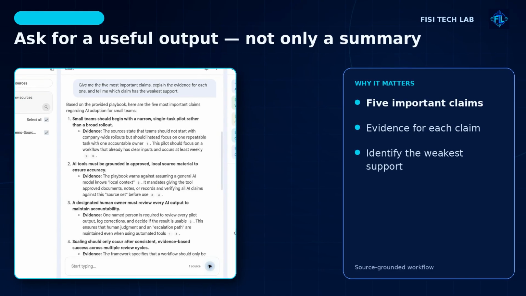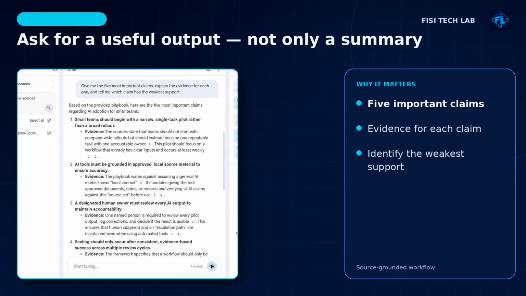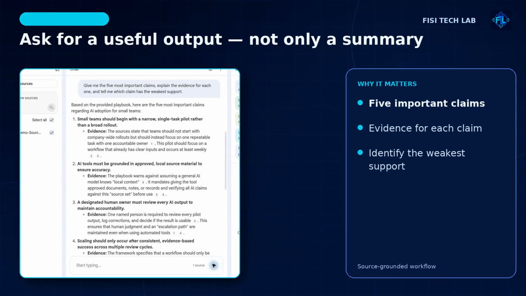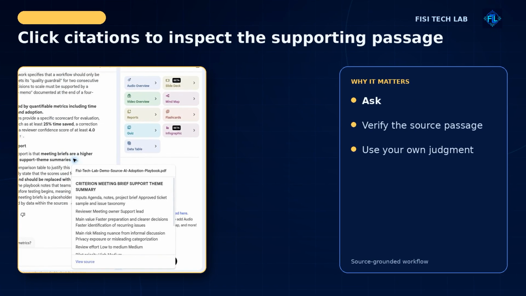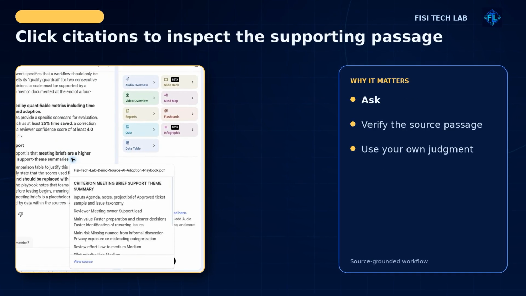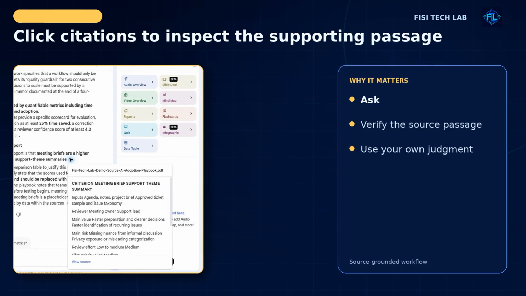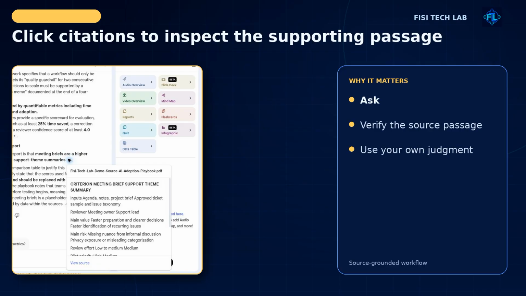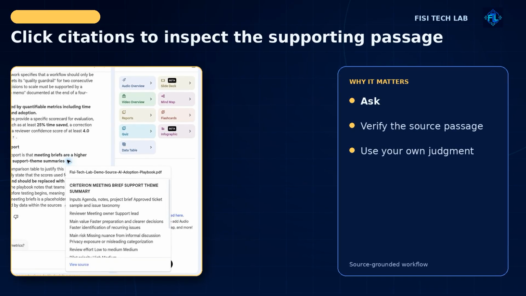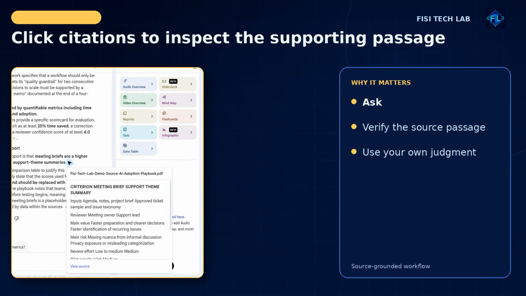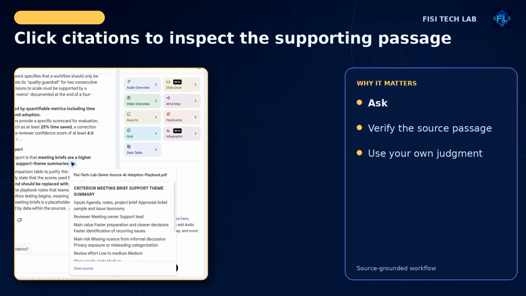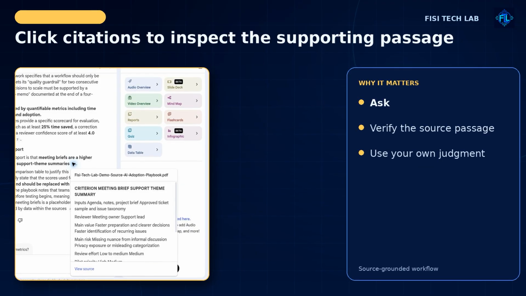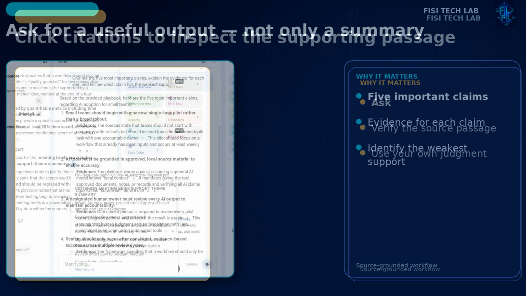For example, give me the 5 most important claims, explain the evidence for each one, and tell me which claim has the weakest support. Here is another powerful prompt. Create a timeline of the major events and cite the source passage for every date. Or, if you uploaded 2 documents, compare the recommendations, show where they agree, and list the contradictions.